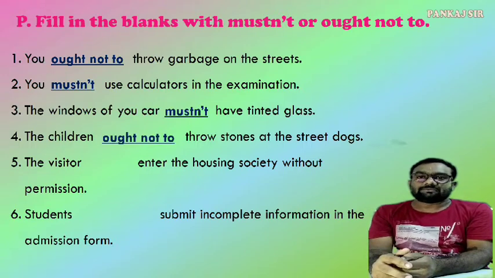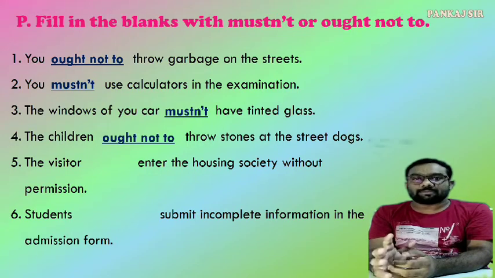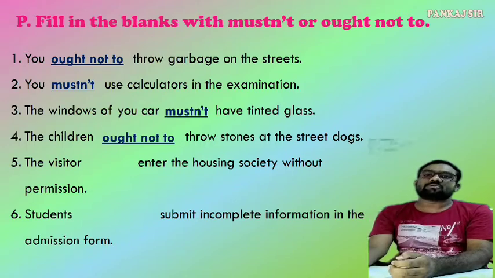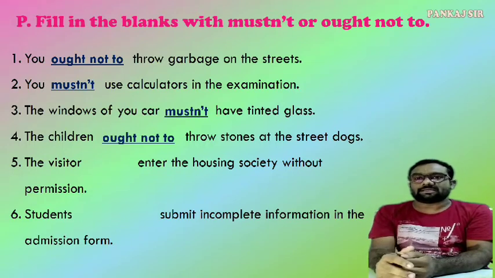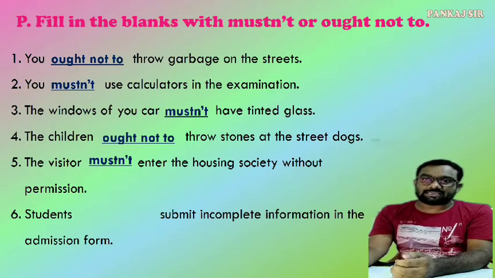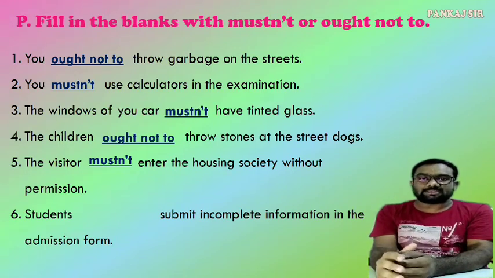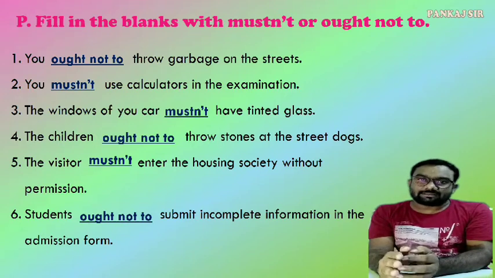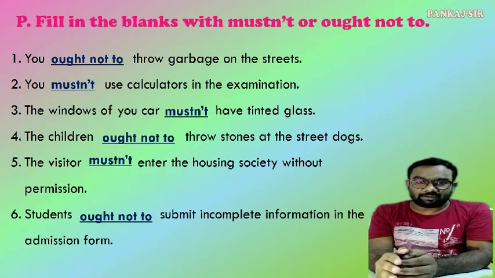Then the visitor dash enter the housing society without permission. It is also mentioning the rules. So mustn't will come there. Students dash submit incomplete information in the admission form. So it is the instruction, it is the rule, so ought not to, right? It is the humble request there, right?